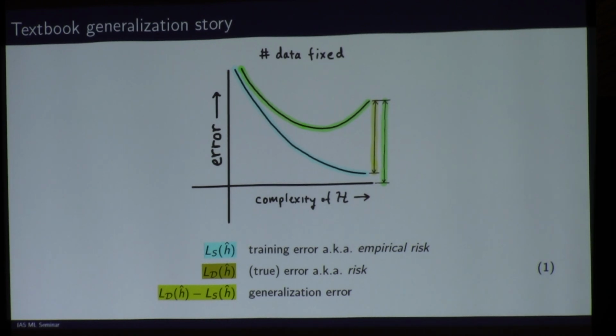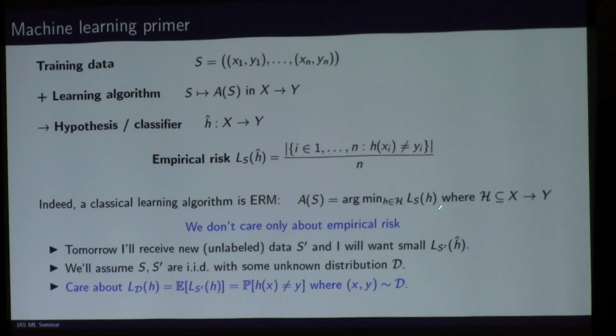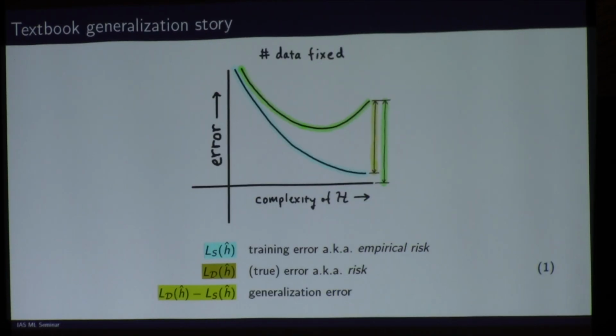So actually, going back one slide, I'm performing empirical risk minimization over some class H. The traditional story is that there's some kind of trade-off with how rich that class is and what I can expect the performance of my learning algorithm to be. So if H is a simple class, then I'm not going to fit the data too well because I'm too constrained. But also, my empirical risk is not going to be too different from what my risk will turn out to be in the future, or if I have some held-out data.